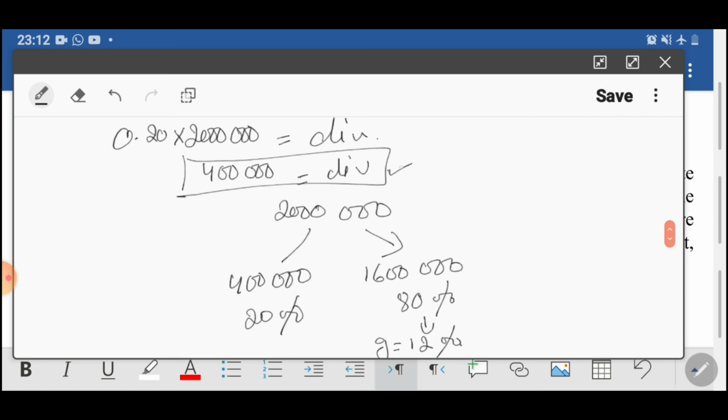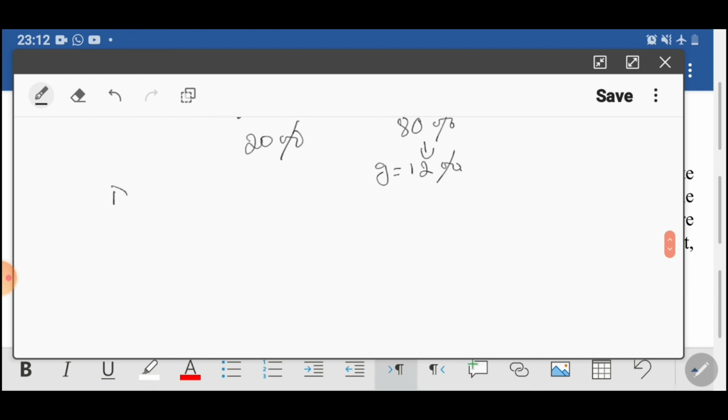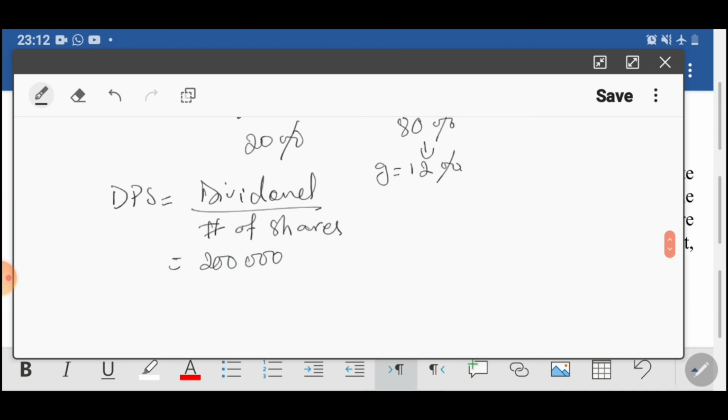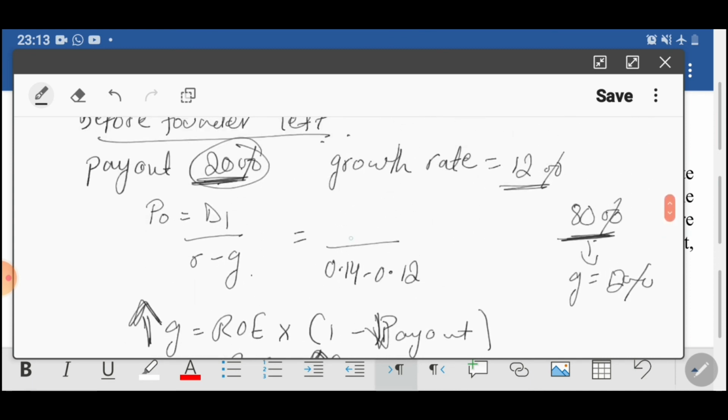So over here the dividend being paid out is 400,000. Now what is the dividend per share? Dividend per share will be the dividend amount you calculated divided by the number of shares. So 400,000 of dividend is being paid, and the number of shares is 200,000. So dividend per share is 2 now over here. So at a payout of 20%, the dividend paid out per share is 2. So now you know that D1 in this situation is 2.